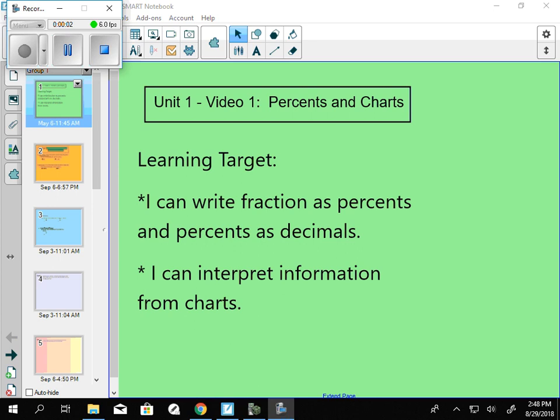All right, welcome to Algebra 2. In this first video, we want you to focus on percents and charts. We want you to be able to take a fraction and write it as a percent, and also be able to convert between percents and decimals. Also, we want you to be able to interpret basic types of charts.